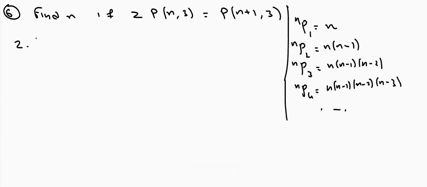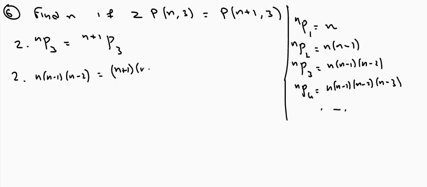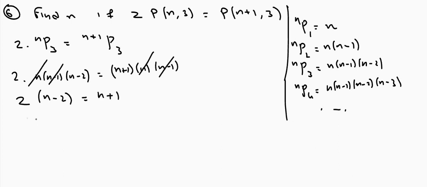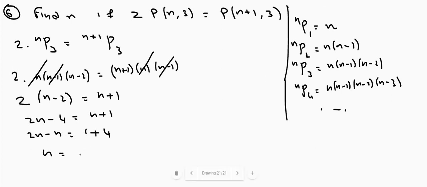Now 2 times nP3 equals (n plus 1)P3. Then you can write n into (n minus 1) into (n minus 2) for nP3, and here (n plus 1) minus 1 is n, again (n minus 1), and so on. That implies here n will get cancelled and (n minus 2) will get cancelled. Then you get 2 times (n minus 2) equal to (n plus 1). That is 2n minus 4 equals n plus 1. Taking n to the left side, 2n minus n is equal to 1 plus 4. That is n is equal to 1 plus 4, which is 5.